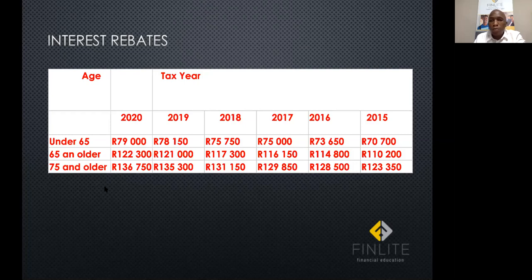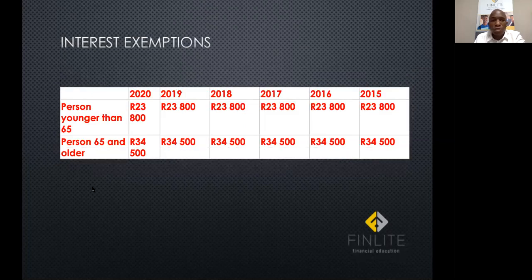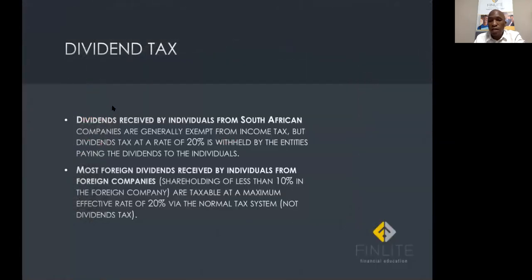And then we look at interest exemptions. Those are exemptions on a portion of the interest that you get. It means it's not taxable, it's not taxed. So a person younger than 65 gets 23,000 per annum, and like the rebate, it's calculated per annum. So 23,000 in 2020, and then for a person older than 65, it's 34,500. So those are the interest exemptions that you get.